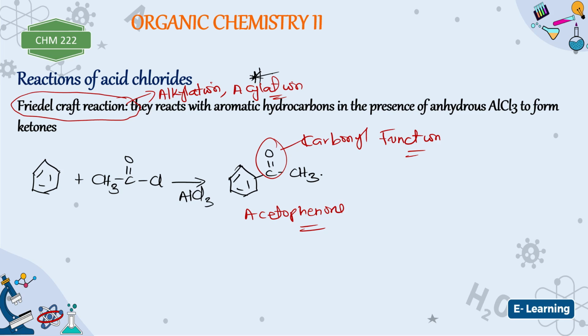Alright, Friedel-Crafts reaction. Like I told you, Friedel-Crafts reaction is divided into alkylation and acylation. Acylation is the addition of the acyl group, because this group here is called an acyl group. What kind of acyl is this? It's called the acetyl group. We have other longer acyl groups, like your propionyl group and so on and so forth.